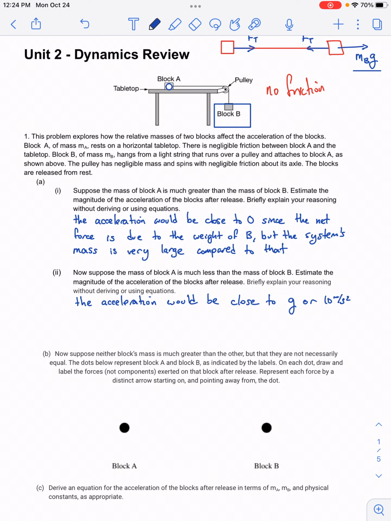The reason is that when the object is in free fall, it can only fall towards the ground at that rate. So if block A isn't there, this is just a thing that's falling straight down. No matter how much mass it has, it's still going to fall at this rate, since block B is basically in free fall.